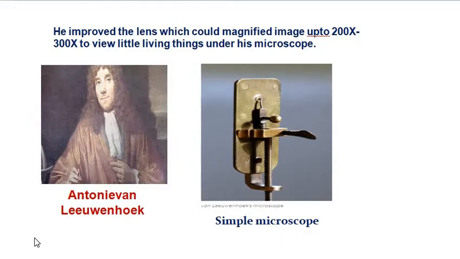A significant contribution came from Antony van Leeuwenhoek, who improved the lens quality, which could magnify objects up to 200 to 300x. He observed many little things such as protozoa, amoeba, and blood cells in a drop of water, and he named these tiny living things animalcules. He used a simple microscope, which consists of a single lens. So this is the view of the simple microscope made by Antony van Leeuwenhoek. This was the earliest microscope in the history of the microscope.